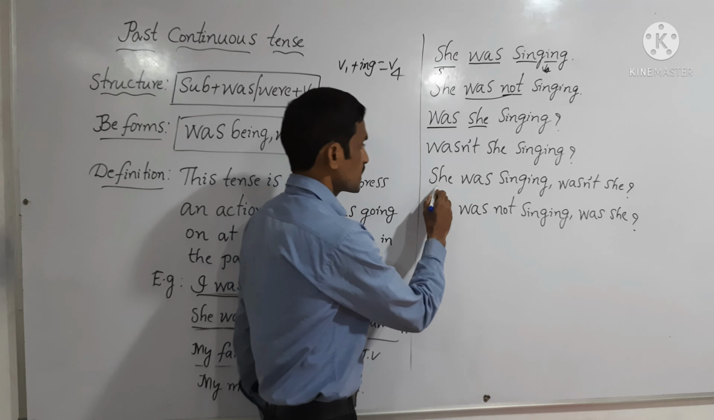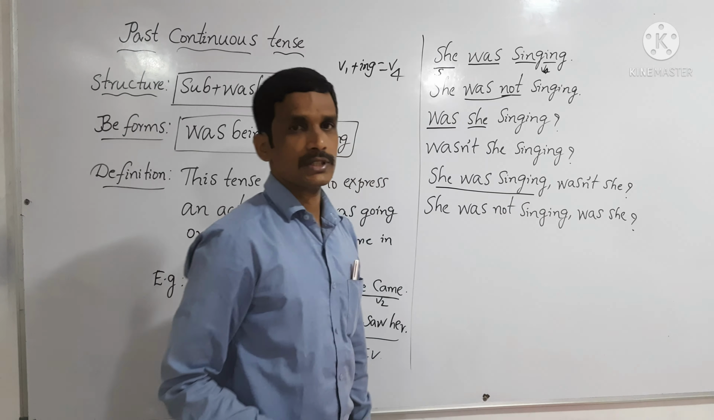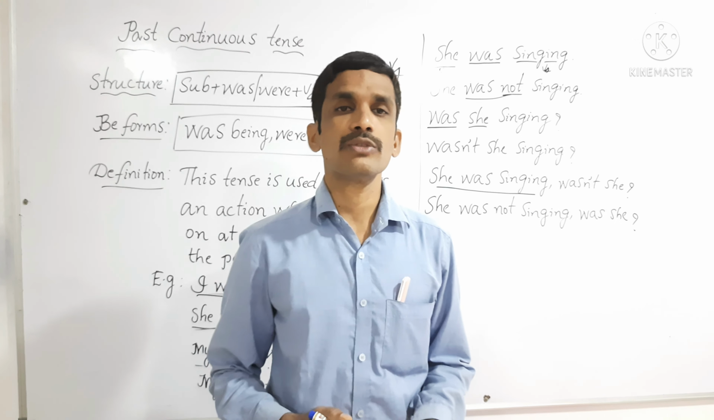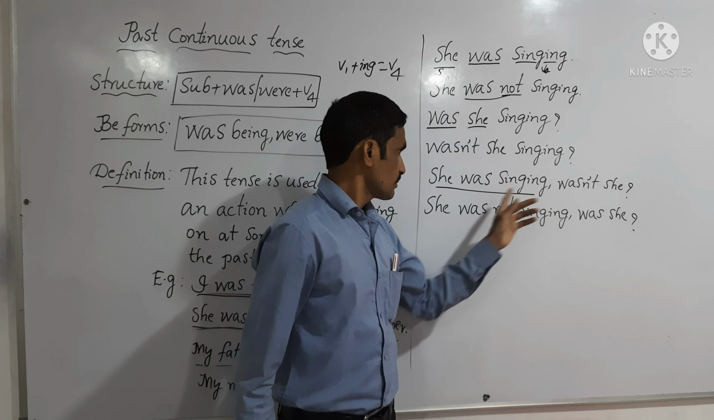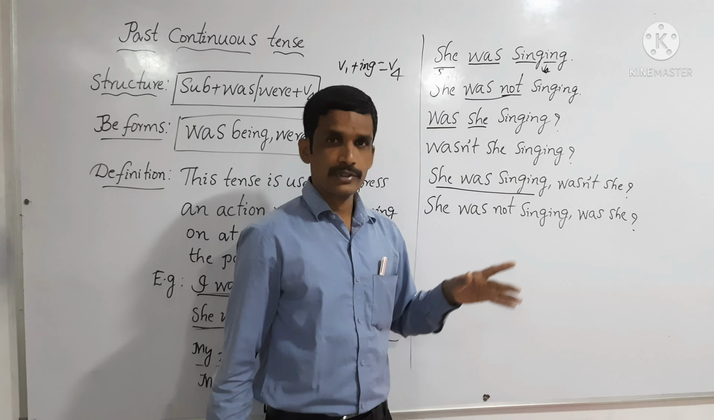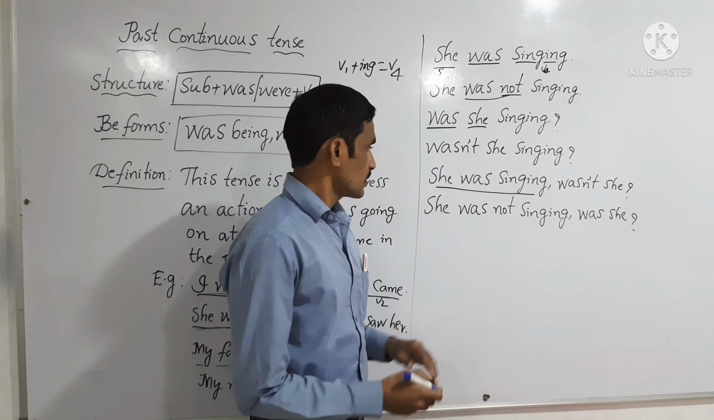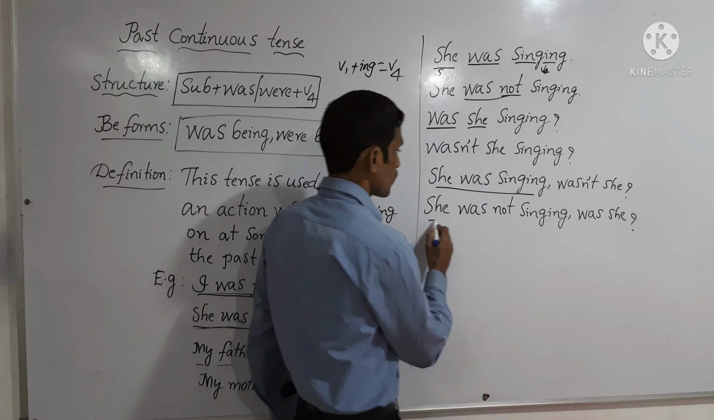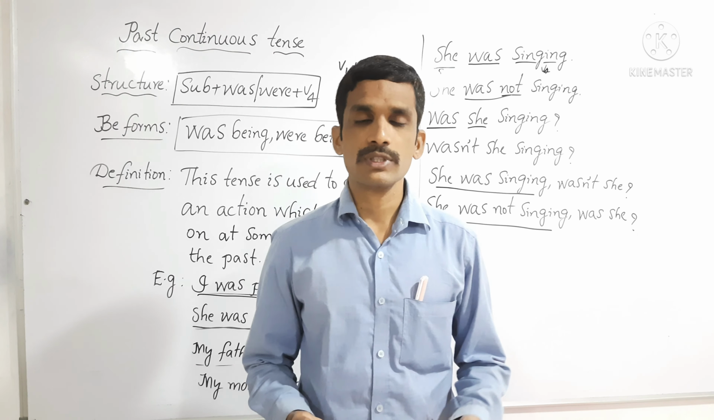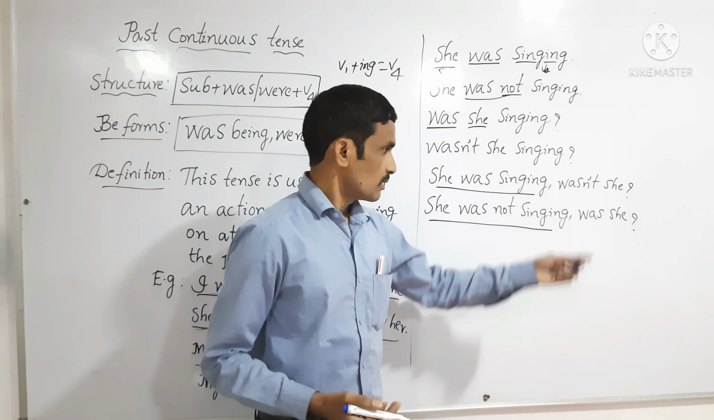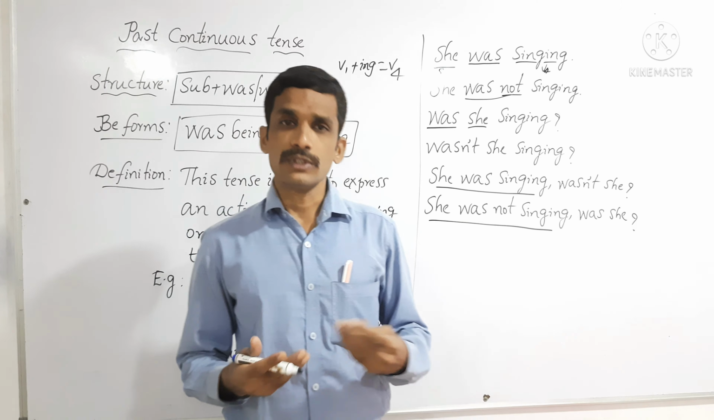Now, she was singing. What is the question tag for this? She was singing is a positive statement, so the question tag will be negative. So, wasn't she? She was singing, wasn't she? Next, if the statement is negative, she wasn't singing, the question tag will be positive: was she?